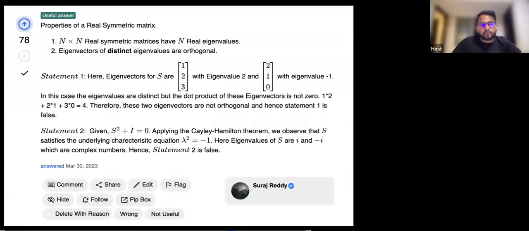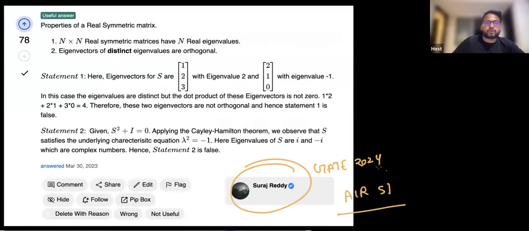See, this is one very nice answer written by Suraj Reddy. Do you know Suraj Reddy? Anyone knows what was his rank in GATE 2024? I think it was 51, right? AIR 51 or 52. I think 51. AIR 51 in GATE 2024. In GATE CSE, he is one of the toppers. He has written a very nice answer.